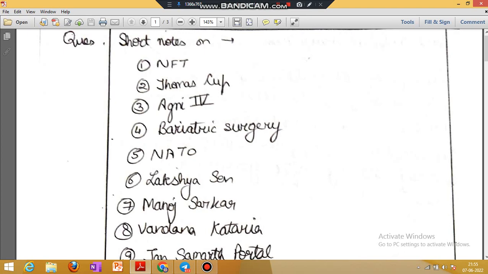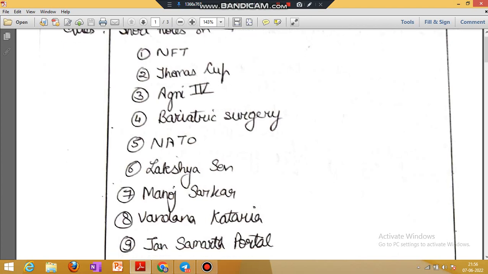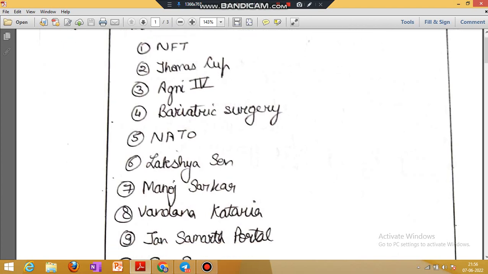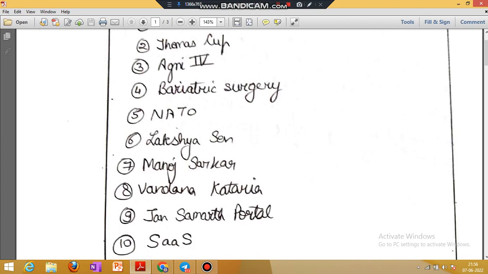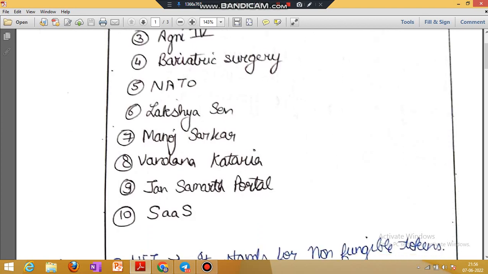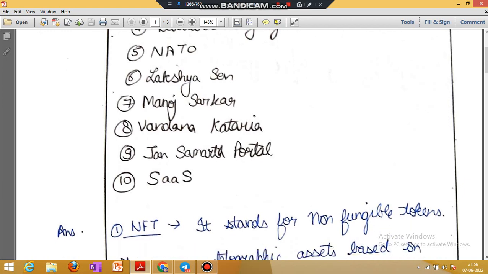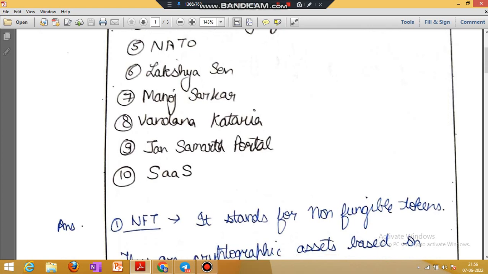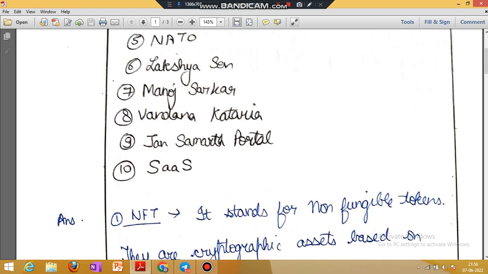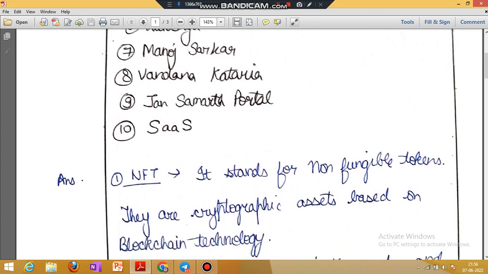Okay, so the topics that were there in today's newspaper were as follows. We have to write short notes on NFTs, that is non-fungible tokens, Thomas Cup, Agni 4, bariatric surgery, NATO, Lakshya Sen, Manoj Sarkar, Vandana Kataria, Jan Samarth portal, and SAAS. Now out of these, I have provided the model answers for the first 5 topics. So let's discuss them. First is NFT.